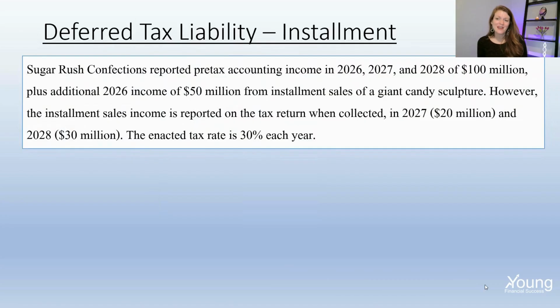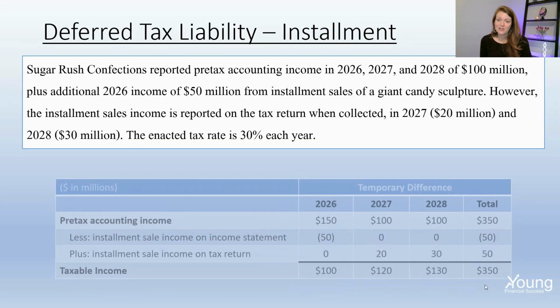So Sugar Rush Confections reported pre-tax accounting income in 2026, 27, and 28 of $100 million each year, plus an additional income in 2026 of $50 million from installment sales of a giant candy sculpture. However, the installment sales income is reported on the tax return when it's collected in 2027 and 28. So 20 million in 2027, 30 million in 2028. The enacted tax rate is 30% each year.